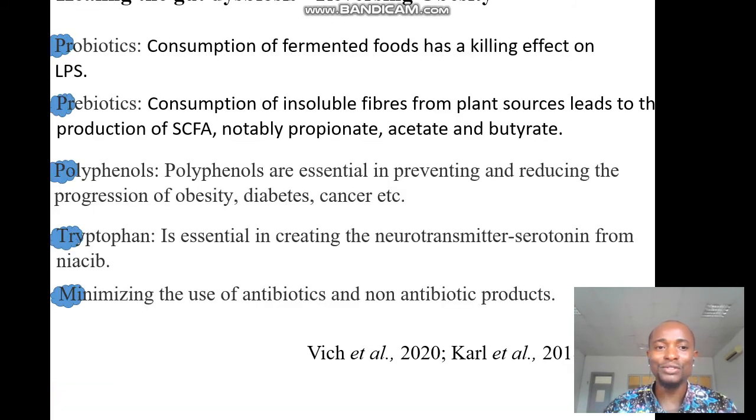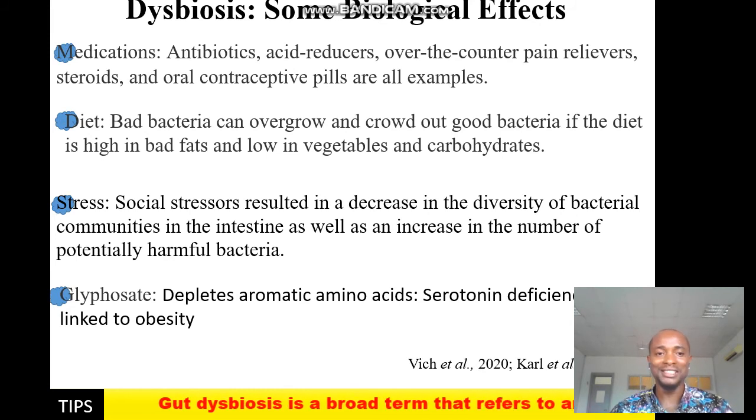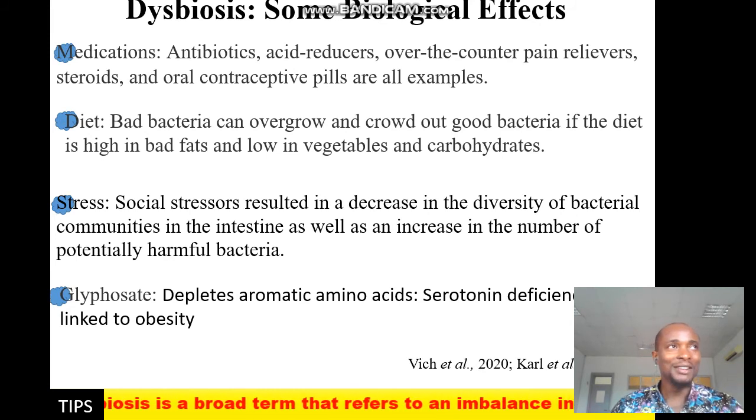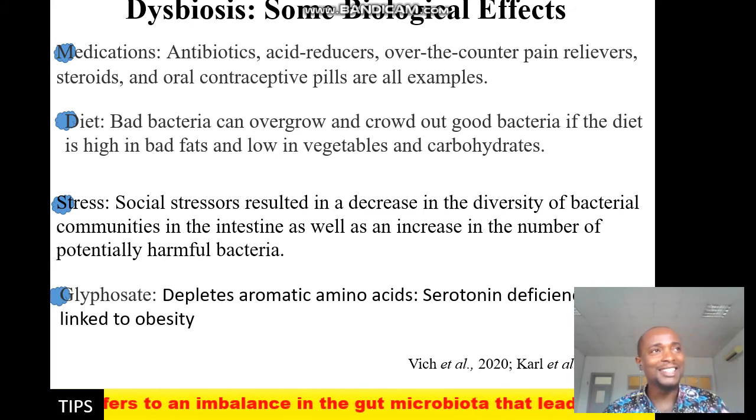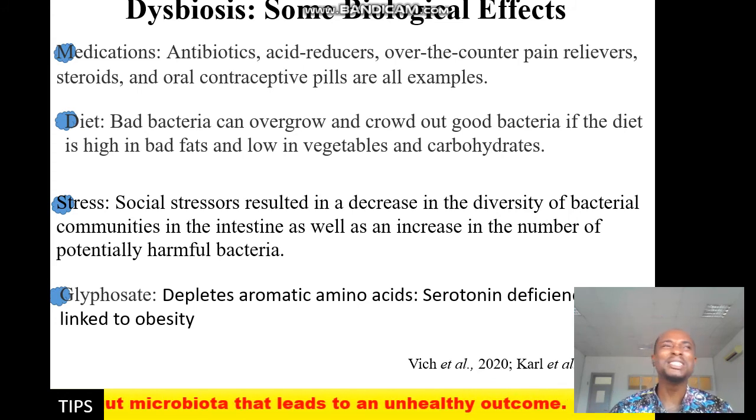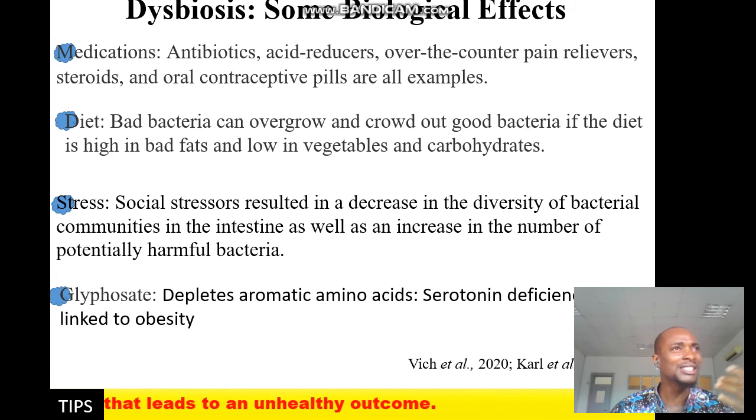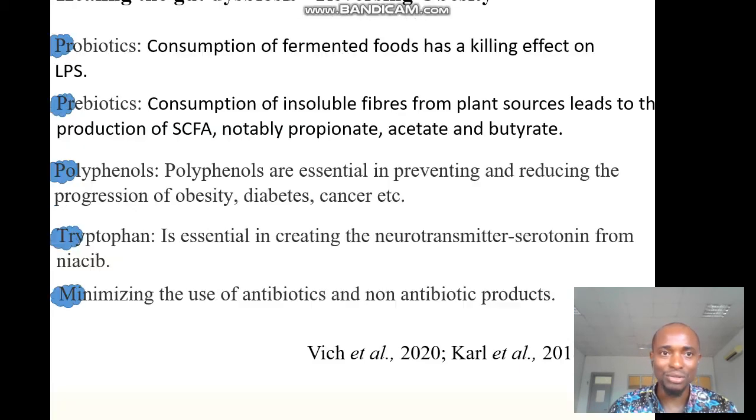When you take a lot of glyphosate or glyphosate-ridden food, like the drinks, I know that Guinness Stout has a level of glyphosate, and then is it Heineken? Yes, Heineken too has a level of glyphosate, and so many other foods, some greens and vegetables are glyphosate-laden. So when you take a lot of food containing glyphosate, it tends to deplete the aromatic amino acids, and it will lead to a deficiency of serotonin, which is linked to obesity.